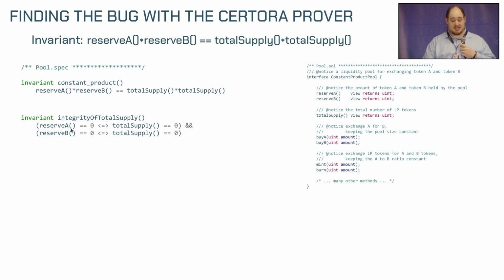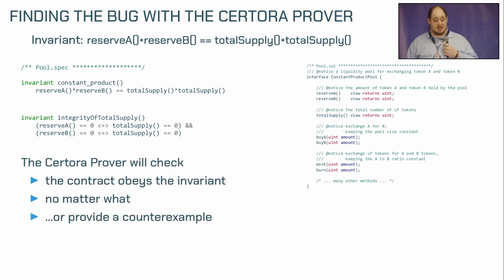So if reserve A is 0, total supply has to be 0. Reserve B is 0, total supply has to be 0, right? So it's just saying the left-hand side is 0 means the right-hand side has to be 0. Okay? So we can write down invariants like this in our specification language, and then the prover will check, does the contract obey the invariant?